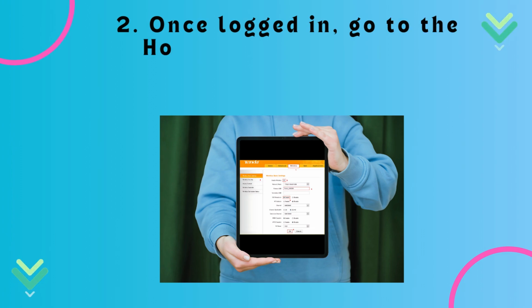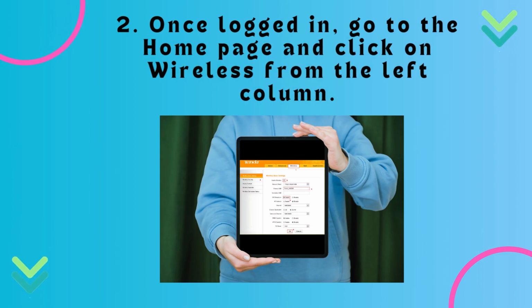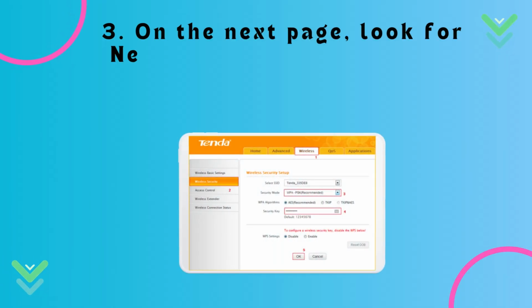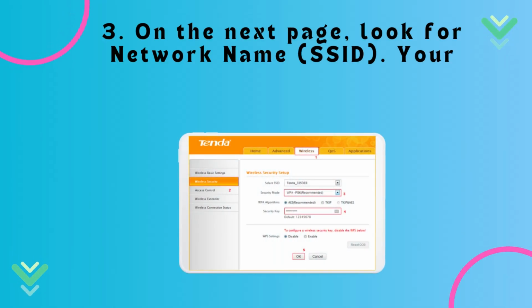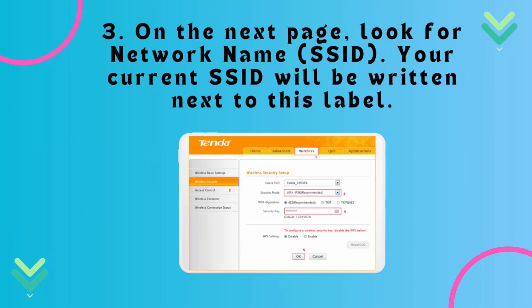2. Once logged in, go to the home page and click on Wireless from the left column. 3. On the next page, look for network name, SSID. Your current SSID will be written next to this label.